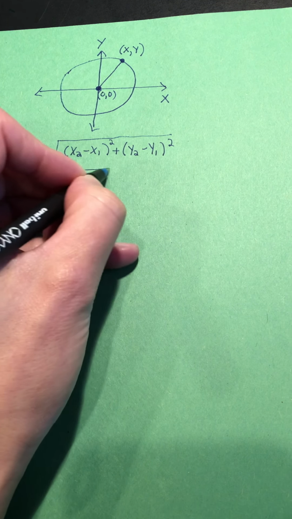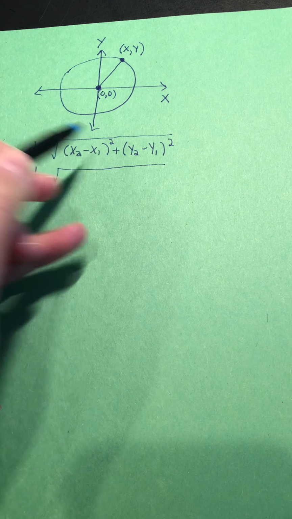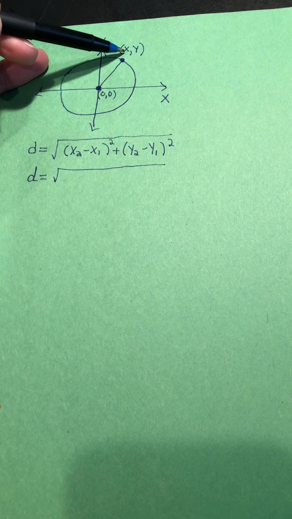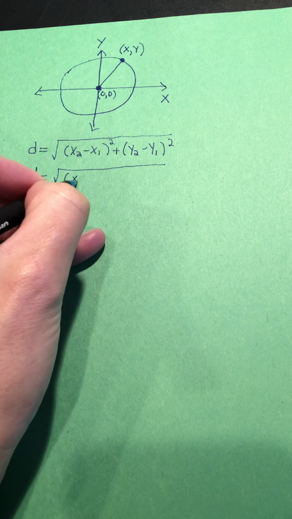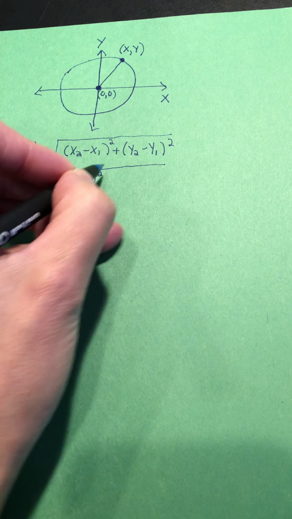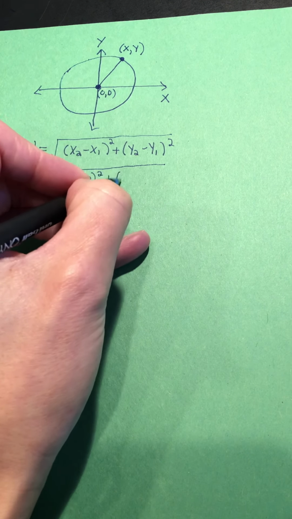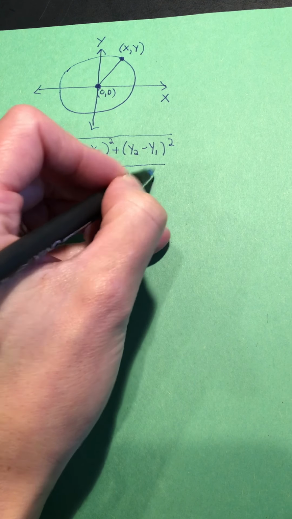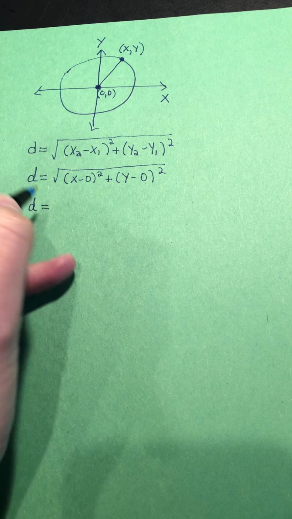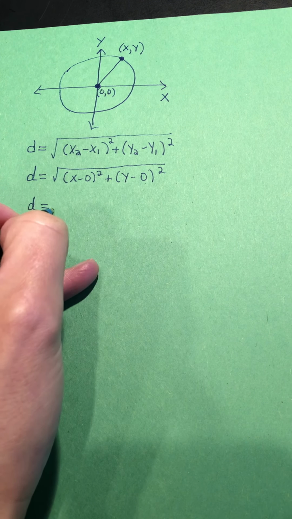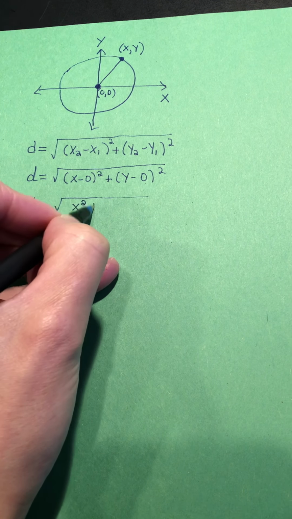So what do we know? x2 minus x1. Let's use this as x2. So x minus 0 squared plus y2 minus y1. So this is y minus 0 squared. Now, this will be simplified to, right? That's just going to be the square root of x squared plus y squared.